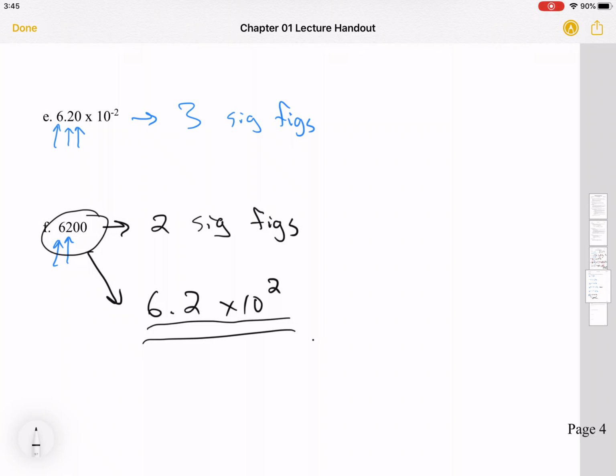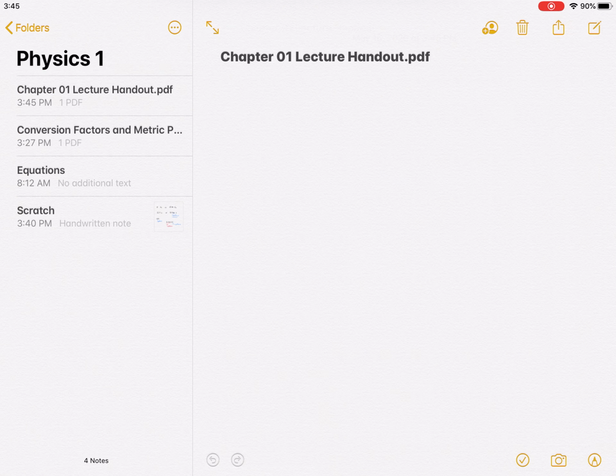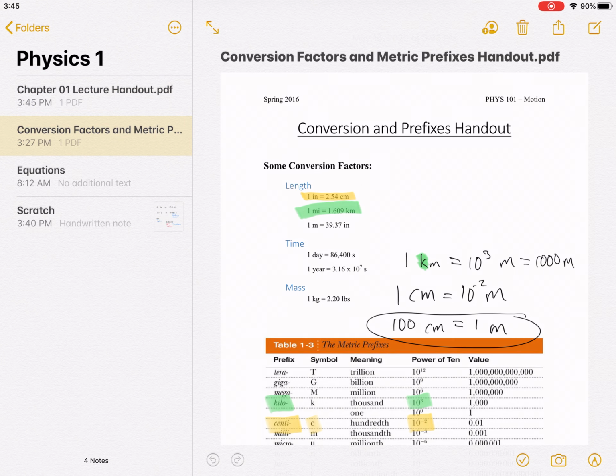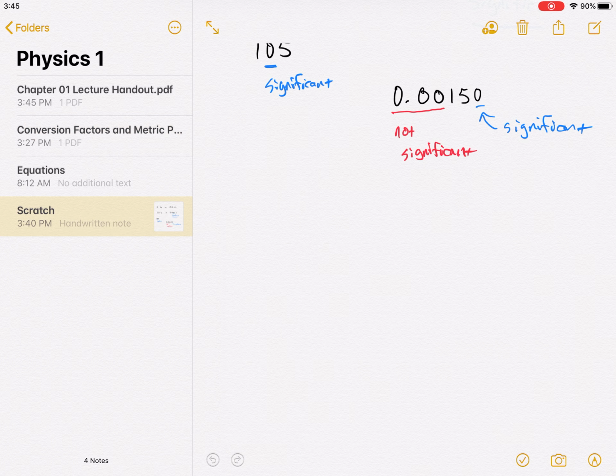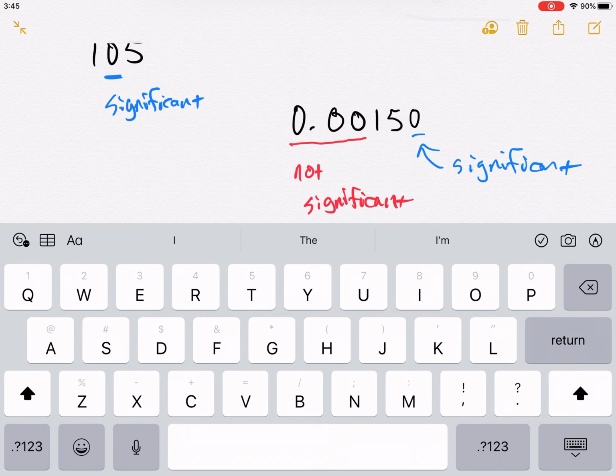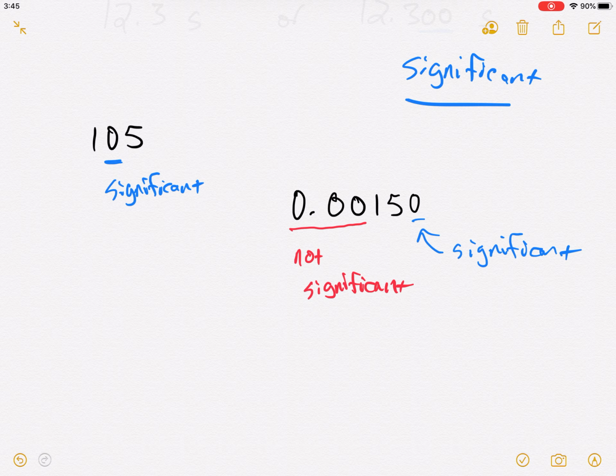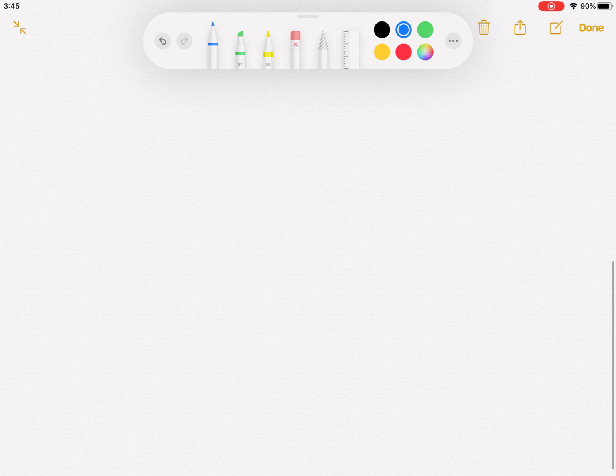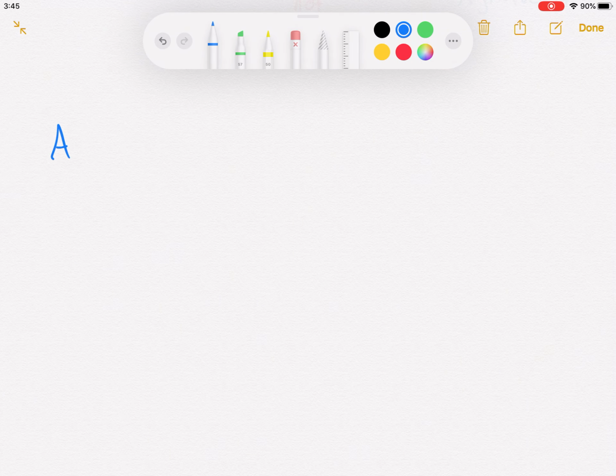Okay, great. What else can we do with sig figs? Well, again, sig figs are just telling us how precise a number is. And one thing we can do with numbers is put them together mathematically. So let's talk about these 2 rules. Okay, so let's talk about addition and subtraction.